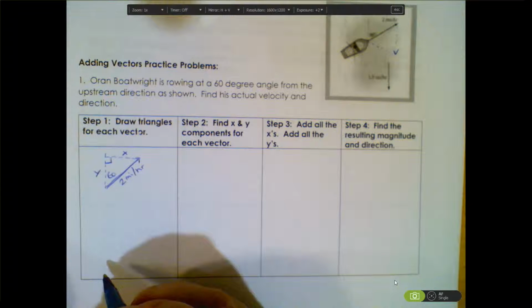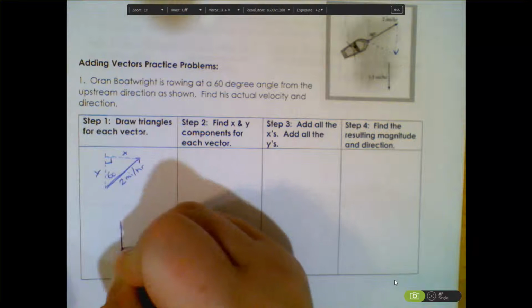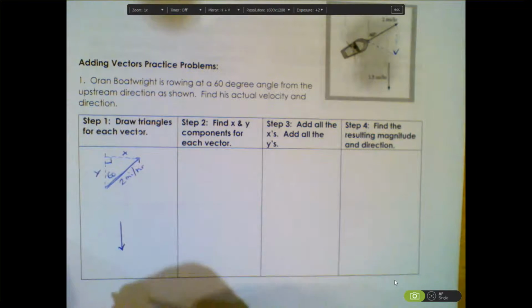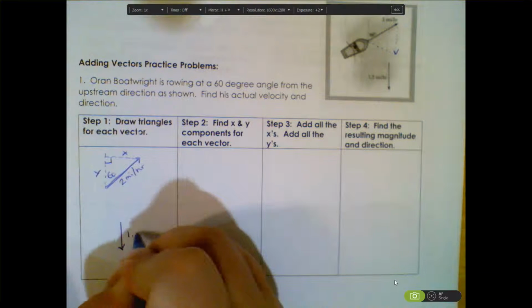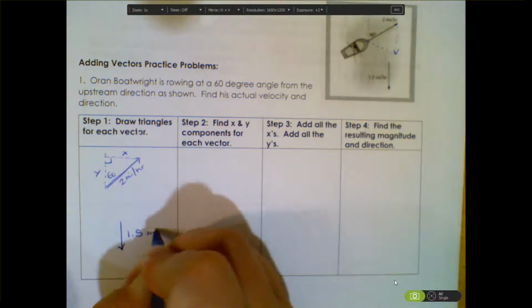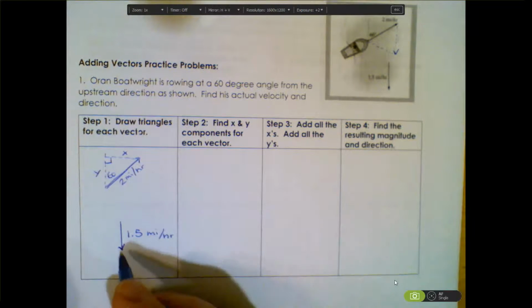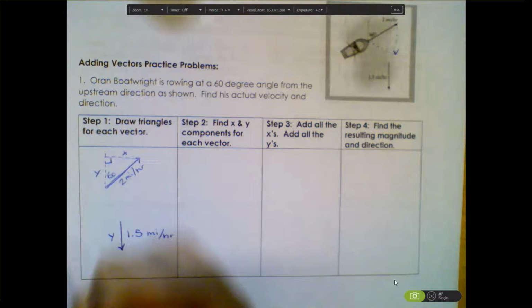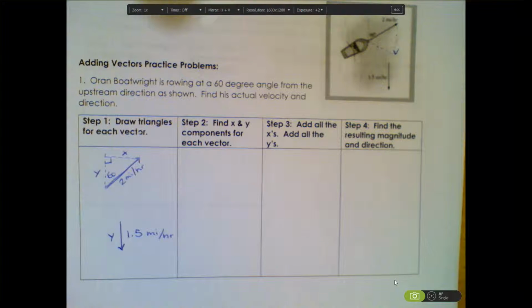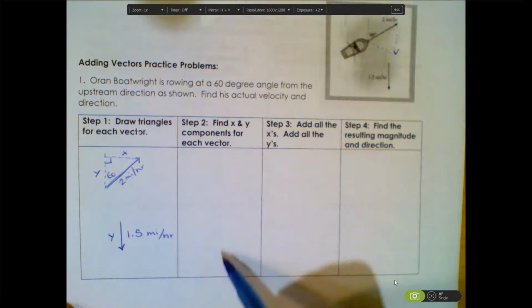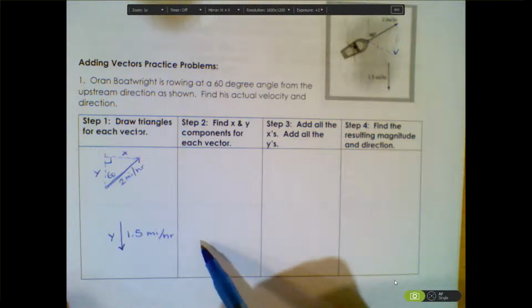Then I have my second vector, and it's just going down. So this is actually pretty easy. This is 1.5 miles per hour. And this is just a y component, so I don't really have to split up anything with this one. So step 2 is to find the x and y components for each vector.